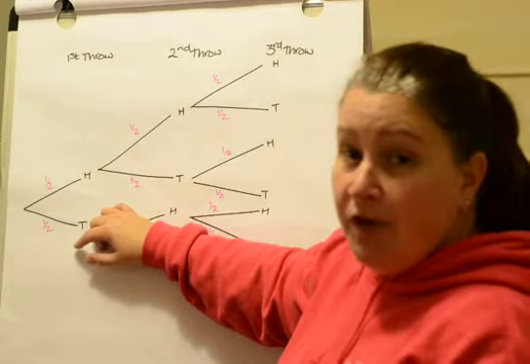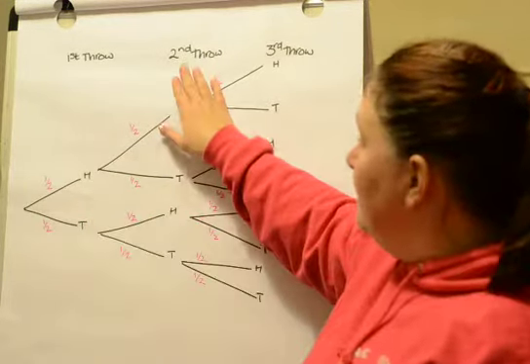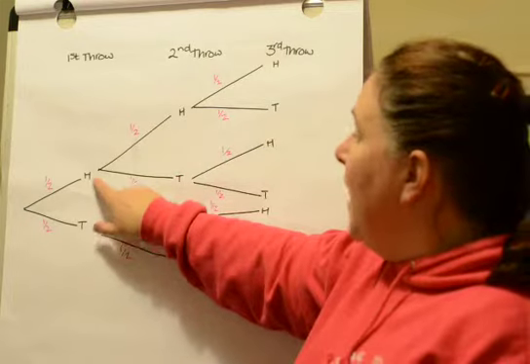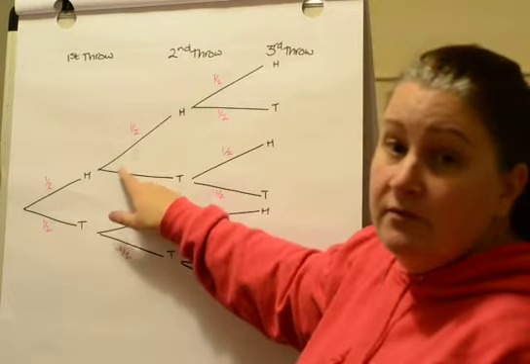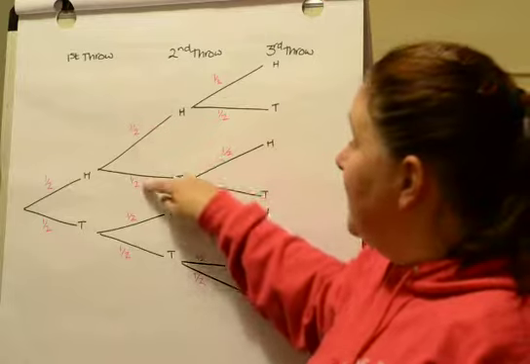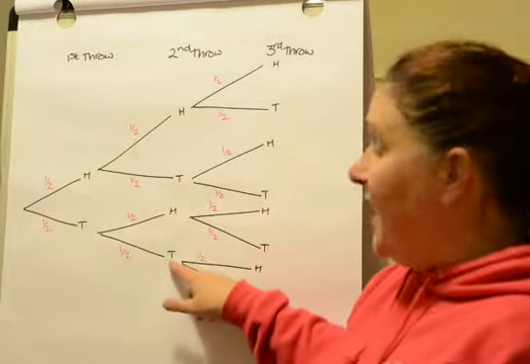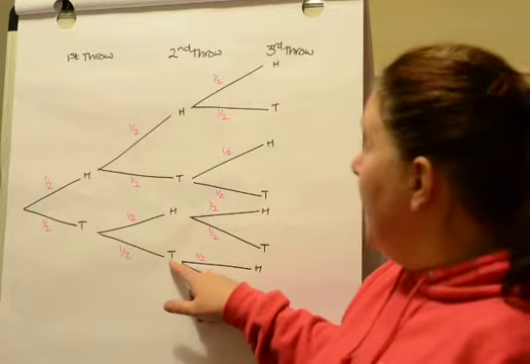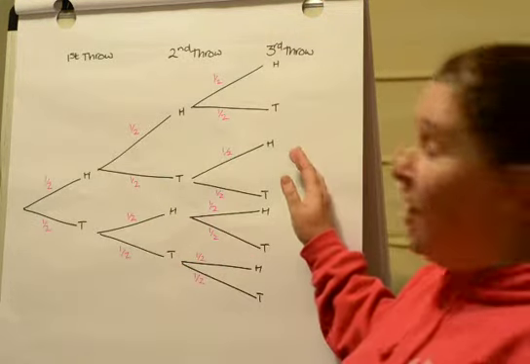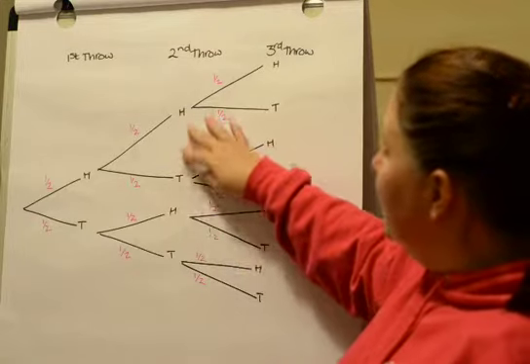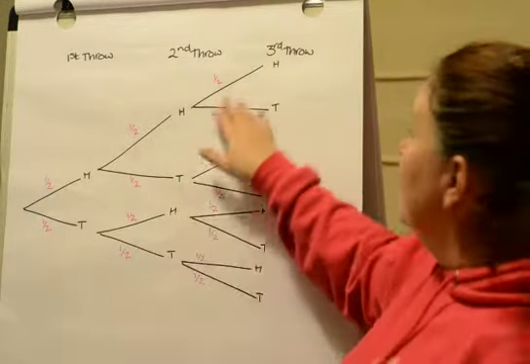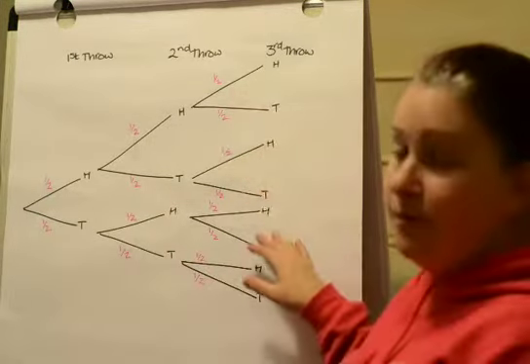We then flip the coin again. Okay, so we're now on our second throw. From the head, we can either get a head or a tail again, and again, each of these has a probability of 1/2. Or if we've got a tail, again we can get a head or a tail. When we get to the third throw, we're in the same position. Each result from the second throw can result in either a head or a tail.